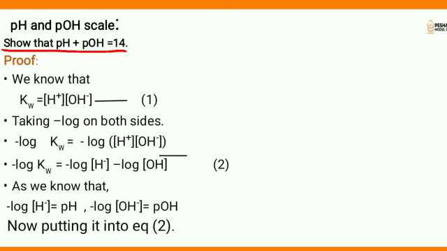So, the proof. As we know, Kw stands for the water dissociation constant, from the self-ionization of water. Kw, the water dissociation constant, is equal to the hydrogen ion concentration times the hydroxyl ion molar concentration. Taking the log of both sides of equation 1, minus log Kw is equal to minus log of the molar hydrogen ion concentration times the molar hydroxyl ion concentration.